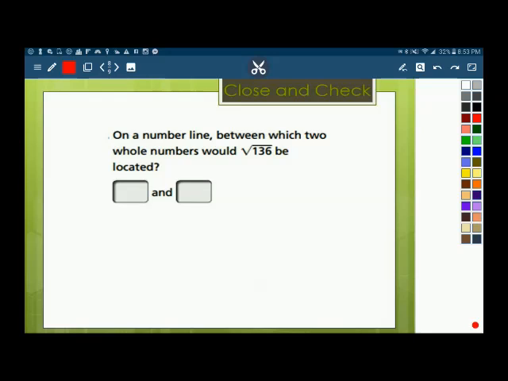All right, I got one more last close and check question for you. I will be grading how you respond on this. If you need to, make a list of perfect squares and try to go beyond 12. Okay, so as you can see, you have 136 being square rooted, so you might have to generate some more perfect squares by doing 11 times 11, 12 times 12, 13 times 13, so that you can see what two perfect squares 136 is between. Go ahead and give this a try.